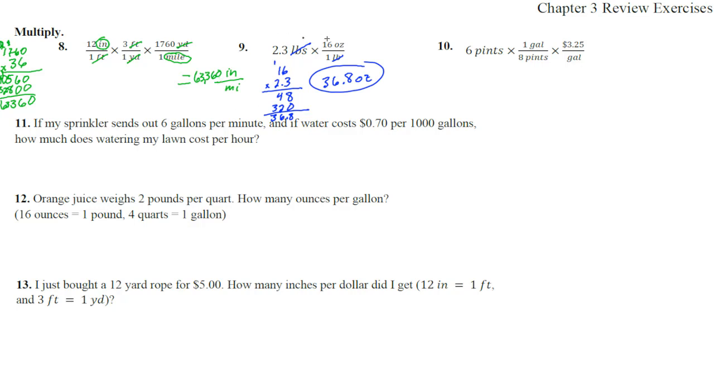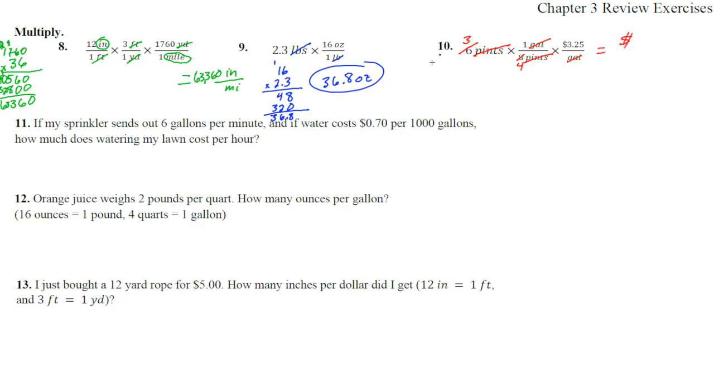Good deal. Number 10. 6 pints times 1 gallon per 8 pints. Those will cancel right there. And the gallons are right there. And $3.25 per gallon. I don't know what's being bought. Okay, so we have 6 times 3.25 divided by 8. If you can see this, we're going to cancel and divide by a 2, divide by a 2. That'll make the numbers a little bit smaller. So we're going to take 3 times 3.25 and then divide it all by 4, and we're going to end up with some money here.